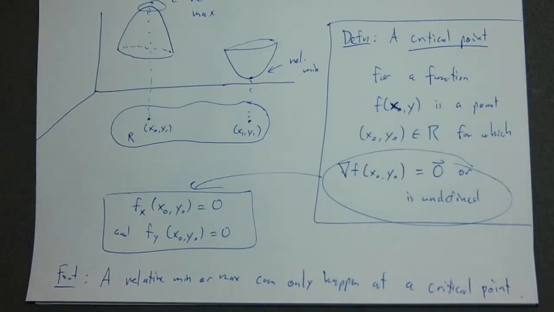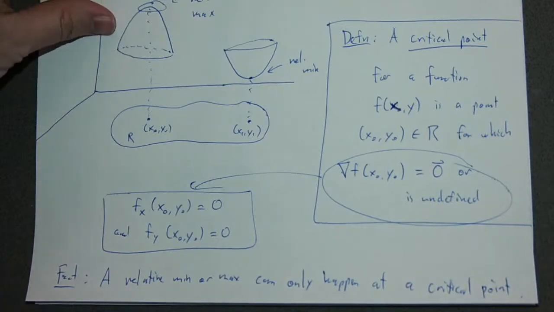In fact, the converse is false, meaning that when I find all these critical points, the way to think about this is these are candidates for where relative mins or maxes can happen, but they very well may not happen there. As we saw, this wasn't even true in Calc 1, where we had less going on. It's not true for us here either. So a relative min or max can only happen at a critical point, but just because you have a critical point doesn't mean that a relative min or max happens. Nothing could happen there.